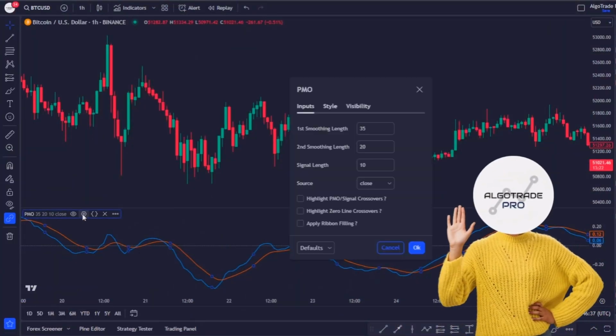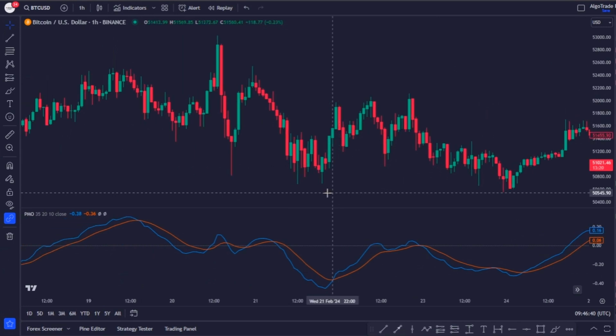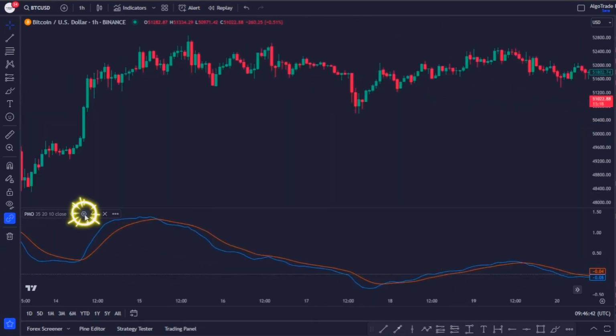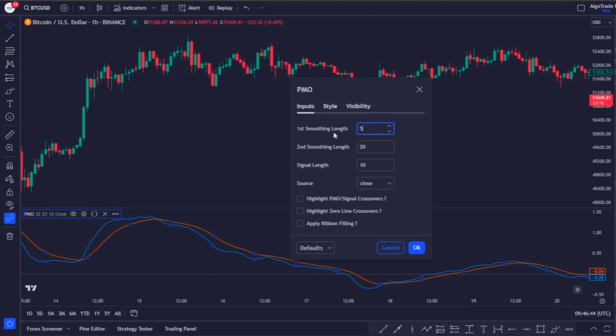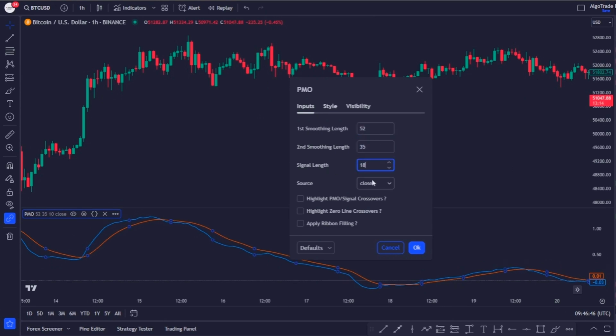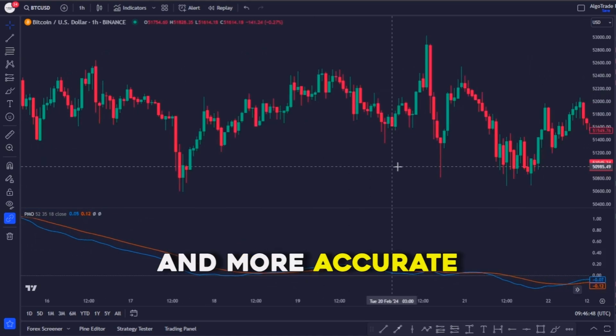And one more thing, with the default settings, this indicator gives too many signals, and so for this video I will use the settings 52, 35 and 18, which will turn it a little smoother and more accurate.